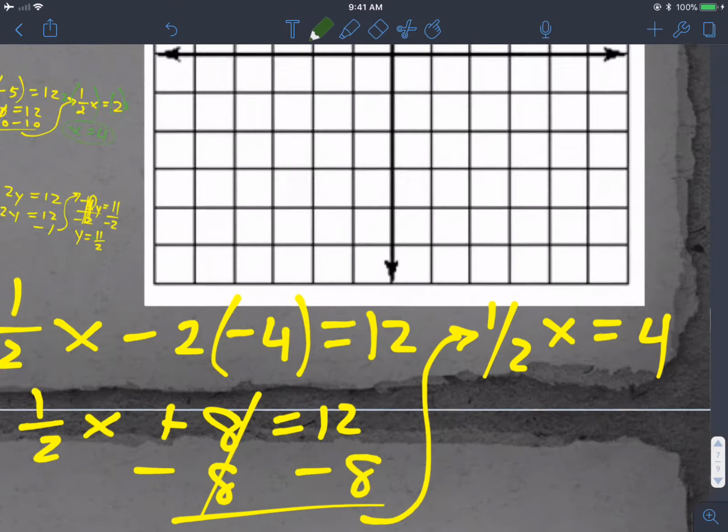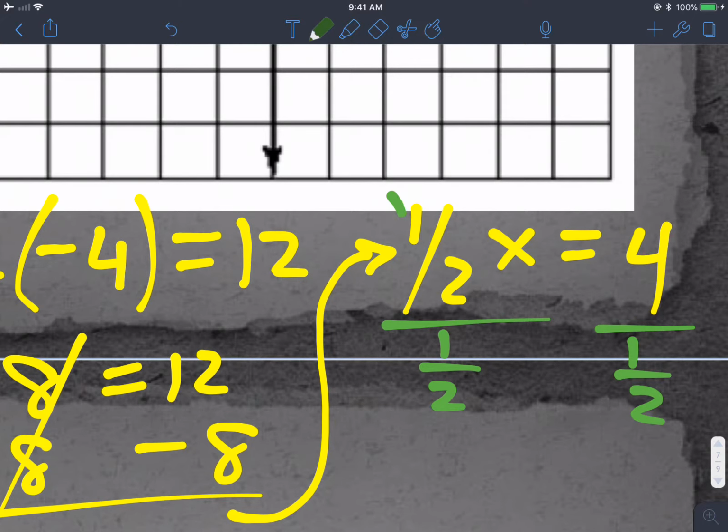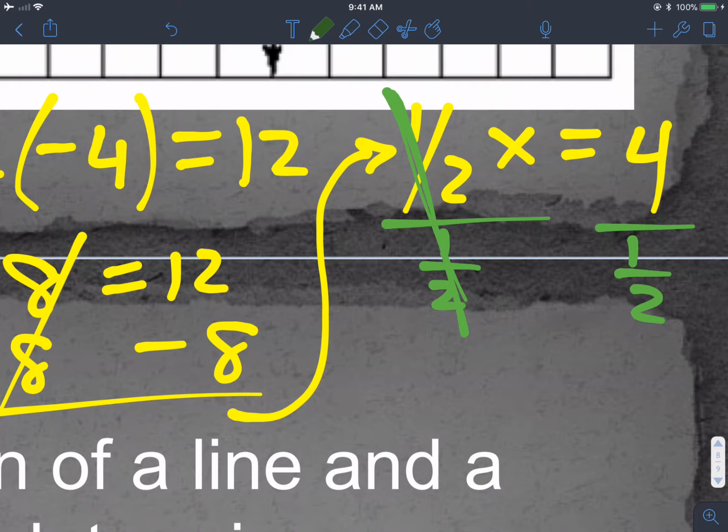Do that same thing, right? Well, maybe I'll write it this way now. Divide by 1/2 on both sides. 1/2 over 1/2 cancels. So if you think about it, it's 4 divided by 1/2. Dividing, it's like keep, change, flip. Dividing by a fraction is the same as multiplying by the reciprocal, so it's really 4 times 2 over 1, which is just 4 times 2, which is 8.